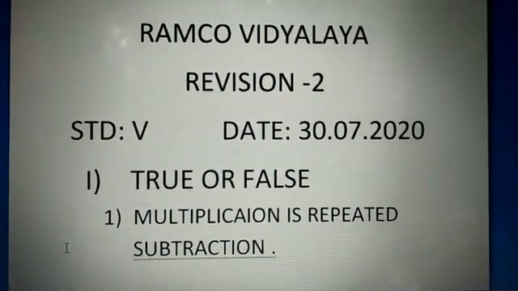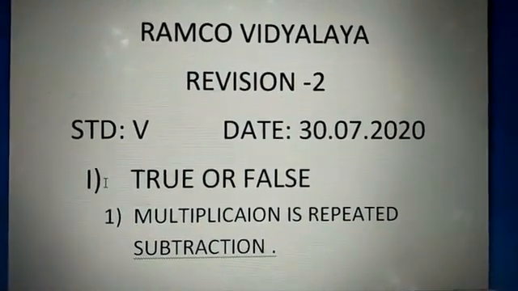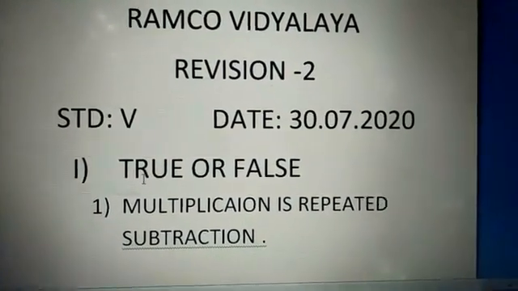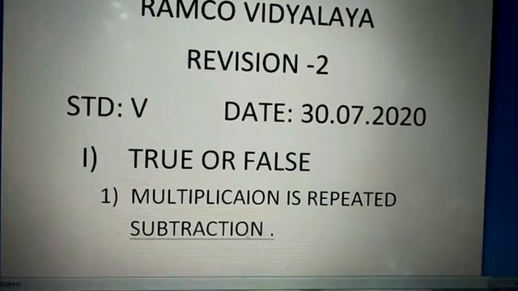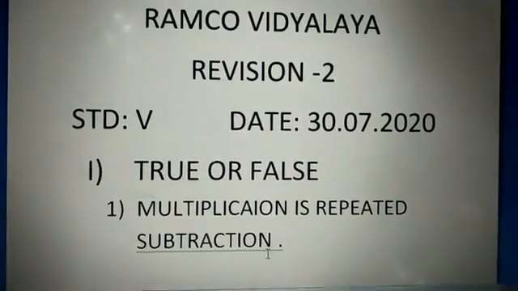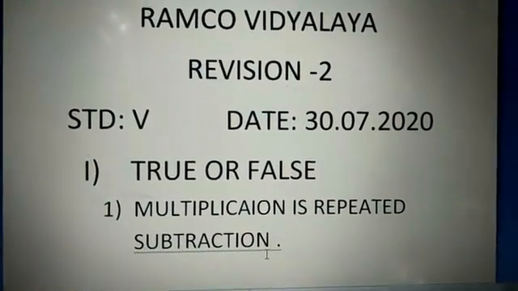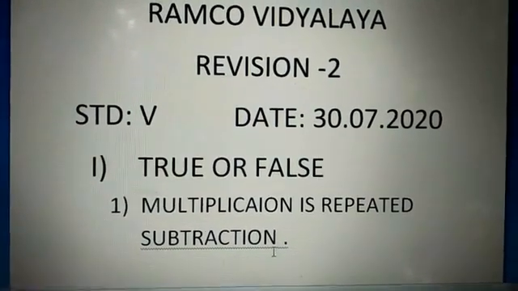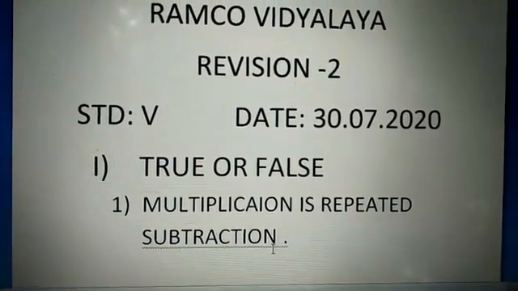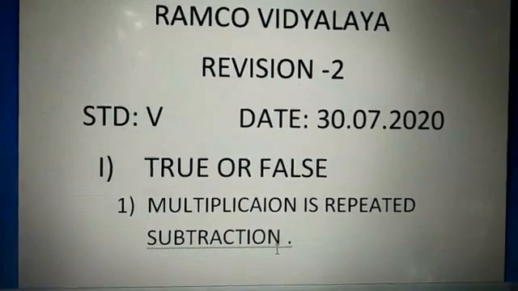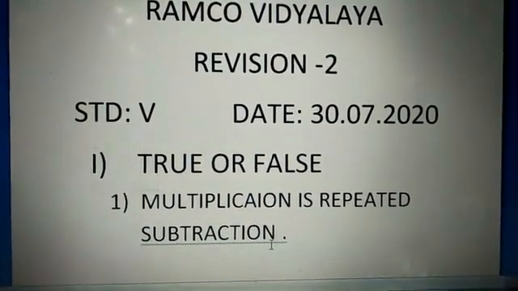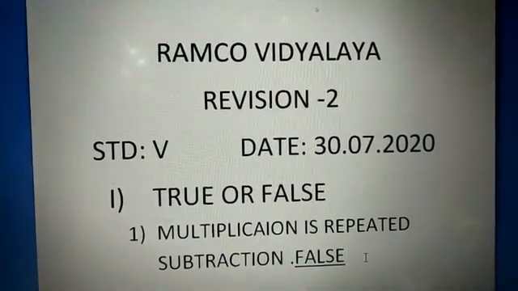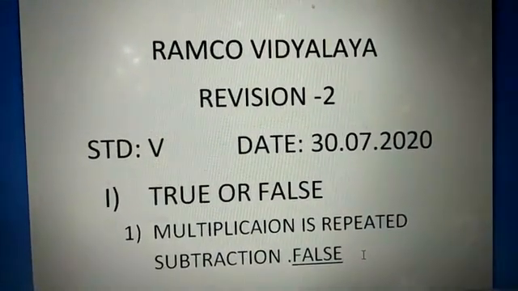Now come to our revision. The first heading, true or false. Multiplication is a repeated subtraction. Is it correct, children? No. This is false because multiplication is a repeated addition. So this statement is false, children.